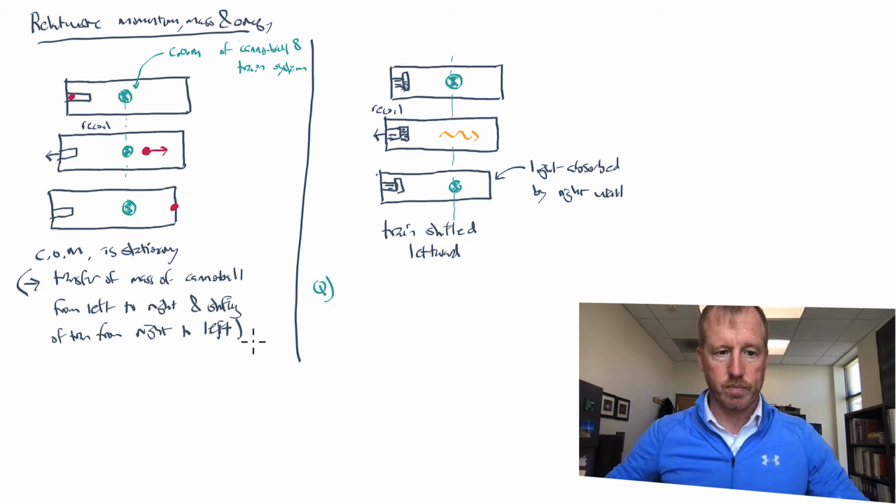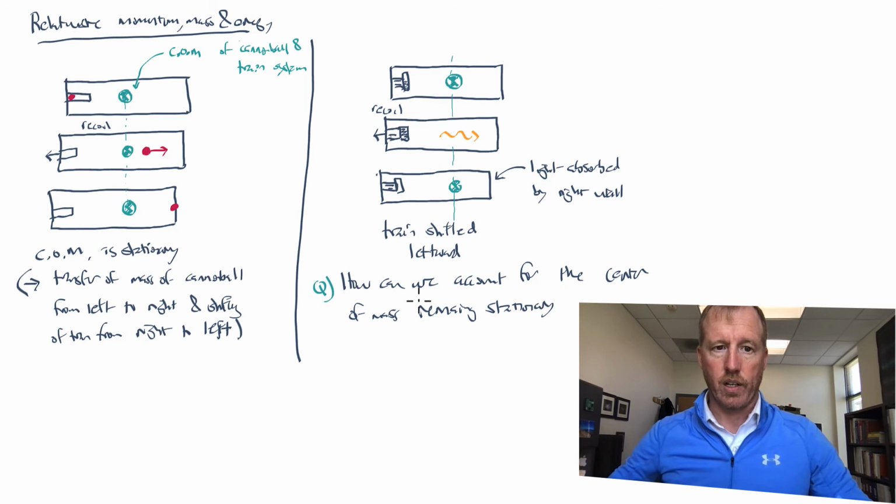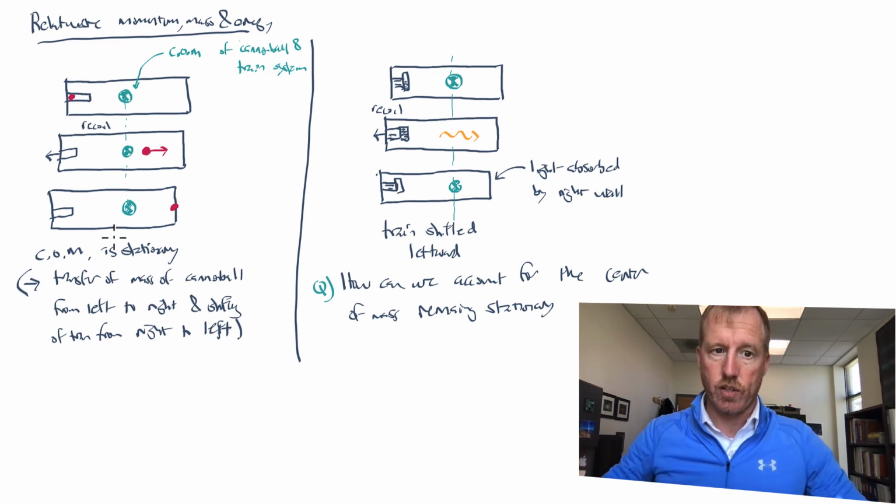So here's my question. How can we account for the center of mass remaining stationary? After all, it seems like it has shifted to the left. You know, in the case of the cannonball, we can kind of make sense of this because the cannonball is now lodged over here on the right-hand side. So while the train has shifted to the left, the cannonball is on the right. But it's not like the light is somehow still there, embedded in this wall, is it?